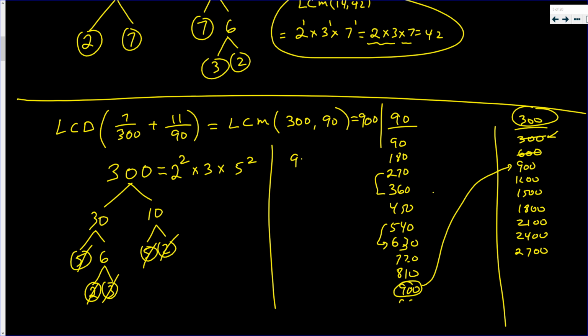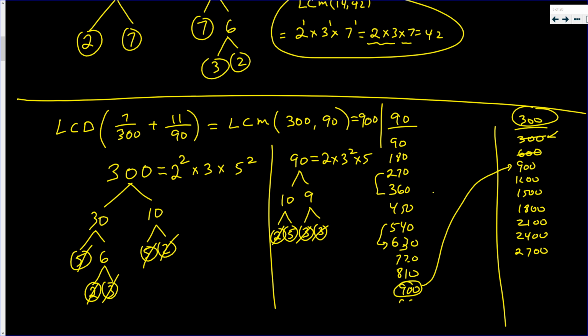Now 90, that's 10 times 9. 10 is 2 times 5, both of which happen to be prime. 9 is 3 times 3. So the prime factorization of 90 is 2 times 3 squared, because I have two of them, times 5.